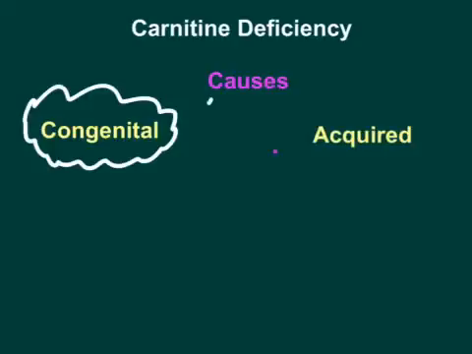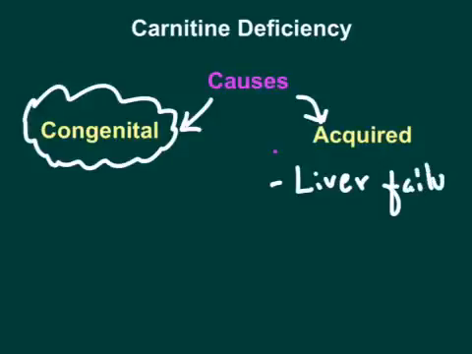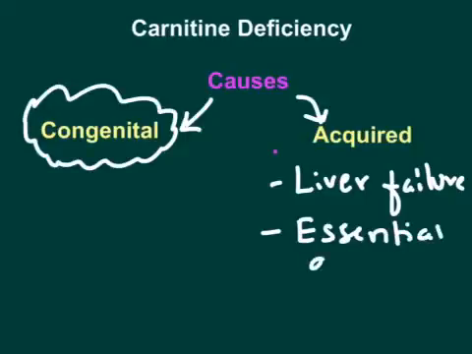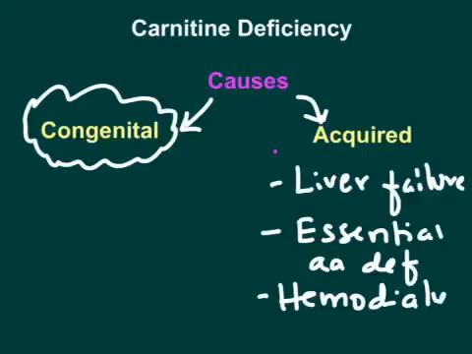Now there are acquired causes for carnitine deficiency. Acquired causes can be divided into liver failure: the liver is not working fine, so carnitine is not synthesized properly. Or it can be seen in essential amino acid deficiency, that is, deficiency of lysine and methionine, which can lead to carnitine deficiency. Or it can be because of hemodialysis. In this process there can be a loss of carnitine because of the dialysis process itself. So end stage renal disorder patients who are undergoing hemodialysis can be at risk of carnitine deficiency.